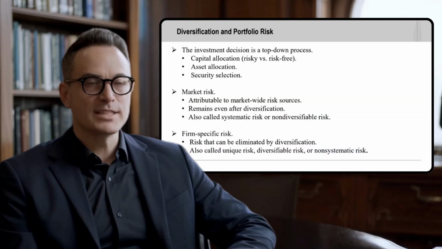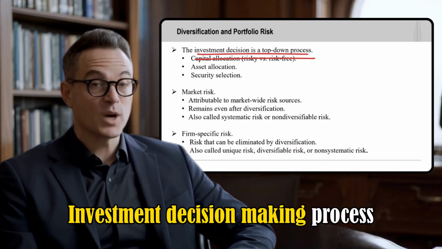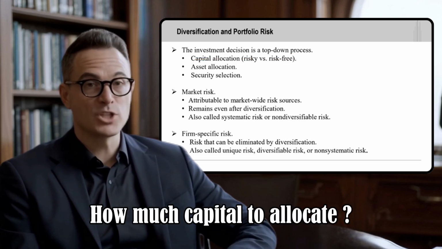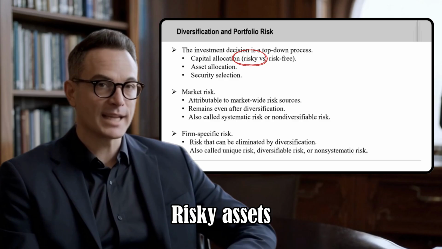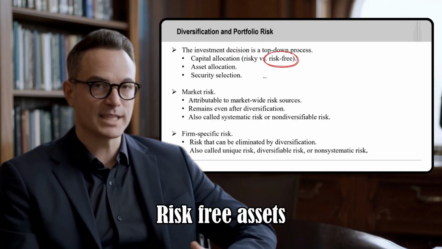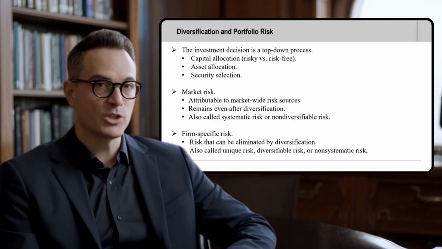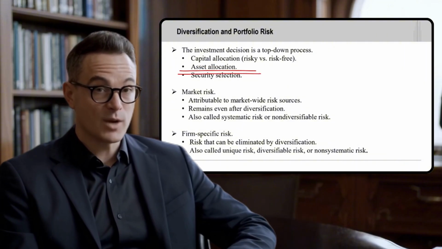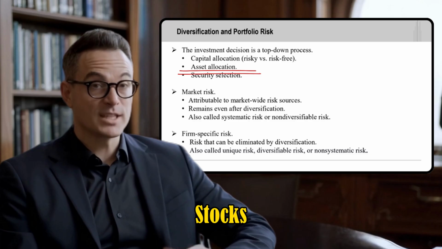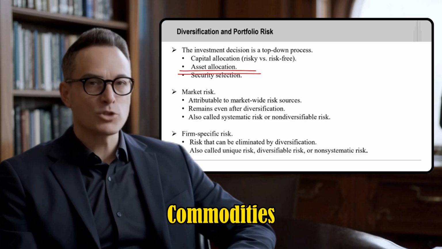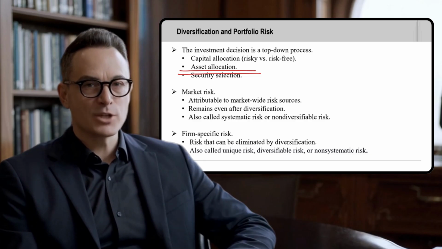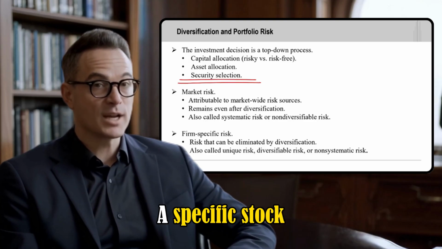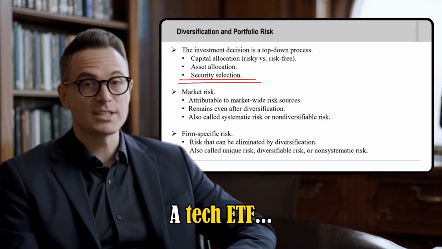To understand this, let's think about the investment decision-making process as a structured top-down sequence. First, you decide how much capital to allocate between risky assets like stocks and risk-free assets like treasury bills. This is your capital allocation step. Next, within your risky allocation, you decide what types of assets to hold. Maybe stocks, maybe bonds, maybe commodities or foreign currencies if you're investing internationally. Finally, you select individual securities, a specific stock, a government bond, a tech ETF, etc.